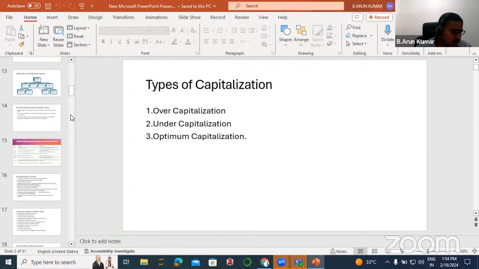And unit 2 is finance function. In page number 18, just see the functions of finance. Here we have 3 functions. Any financial manager performs 3 functions: investment decisions, financing decisions, and dividend decisions. So on page number 18, you find the functions of finance. First, you learn these functions of finance.